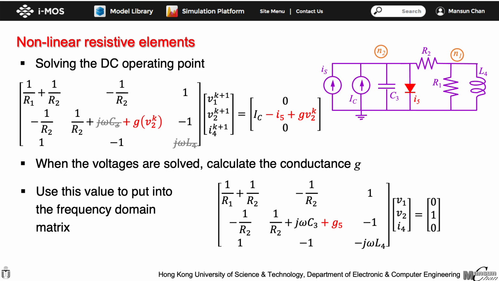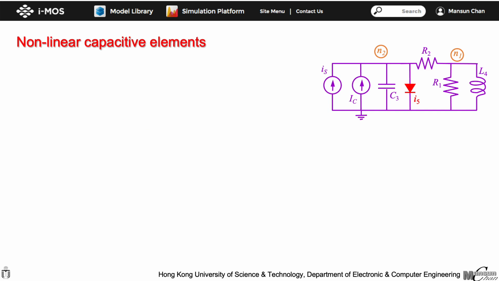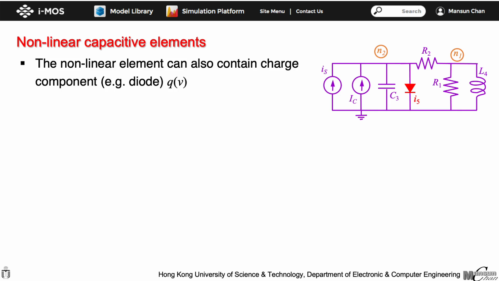I would like to point out that as the solution matrix for the frequency domain is linearized, there is no iteration needed and no convergence issue. If there is any convergence problem, it usually happens when solving for the DC operating point. A nonlinear circuit element like a diode may also contribute a nonlinear capacitor in addition to the nonlinear resistor. As explained in the implementation of nonlinear capacitor, the charge Q as a function of voltage V should be given to avoid charge conservation problem.